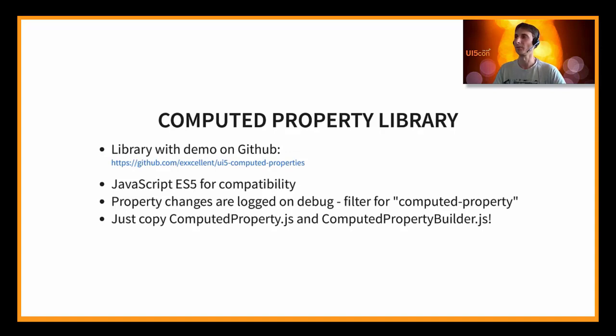Some short words about the library. The library is available on GitHub. It uses ECMAScript 5 for compatibility reasons. And as I have mentioned before, it logs any changes that occur to the computed properties on debug level. To not be overwhelmed by all the debug info, you should filter for computed property. To try out or to use this library in your project, you can just copy the computed property and computed property builder from the lib folder.